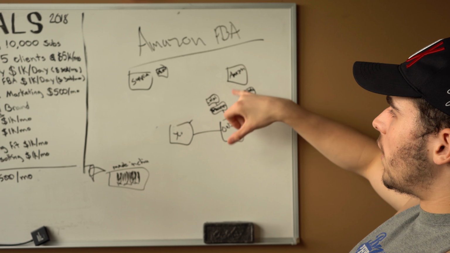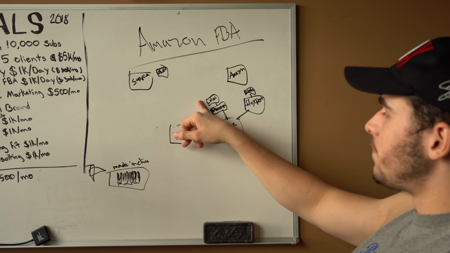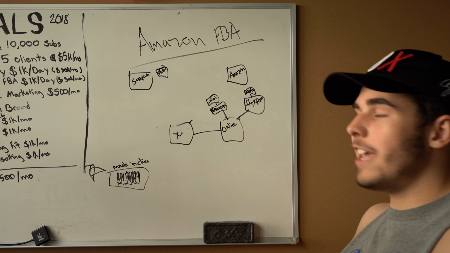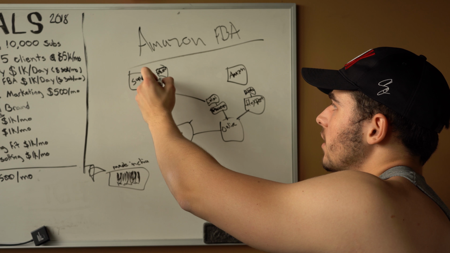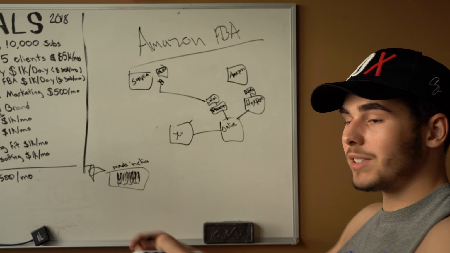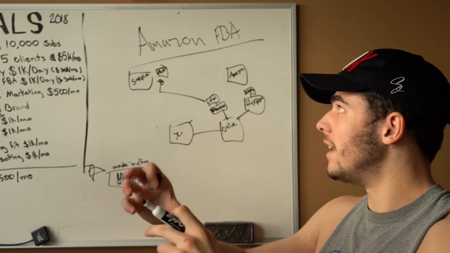So you go on Amazon and create a shipping plan, and this will give you a label to give to your supplier, and then it goes on your box. It goes on the carton of all of the products, not on each individual product.